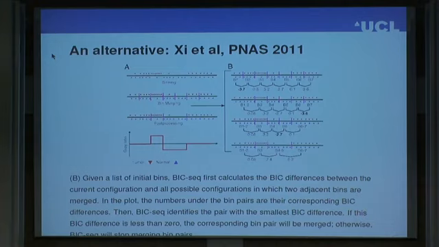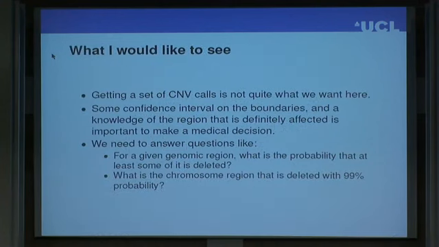So that might be the sort of thing we may want to look at, because we don't start with very well-defined bins. We really try to decide what the bins are based on what the data are. But I'm still not convinced that it's the right way to think about the problem. What I would like to see, and what we're trying to think about right now, is not really getting a set of CNV calls, because that's not exactly what we want. We want a real confidence interval on the boundaries.